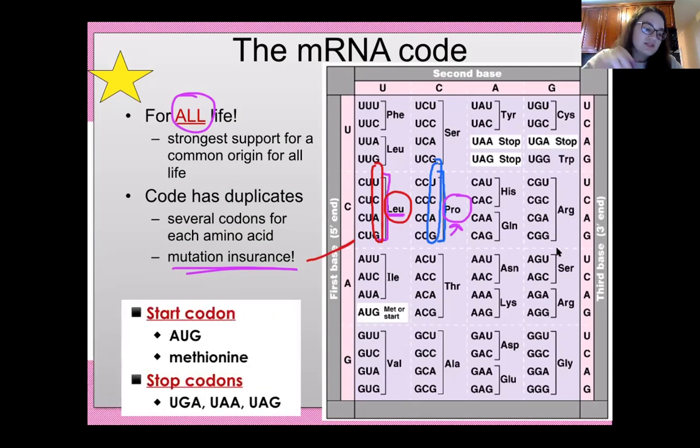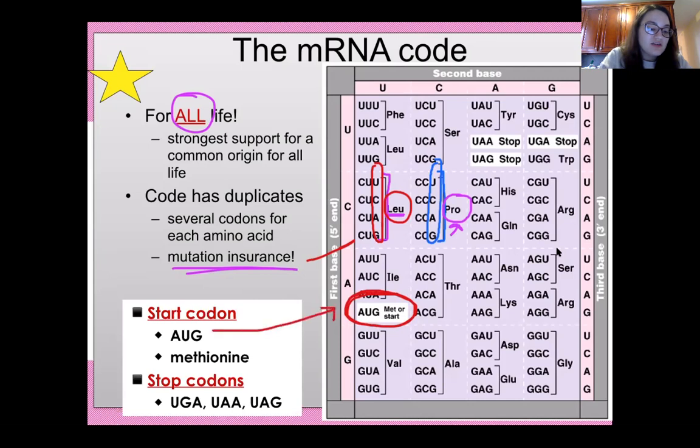Okay. Now, this is something important you need to know. The start codon is AUG. That means that anytime the mechanisms inside your cells see the codon AUG, it knows it needs to start translation. This codes for the amino acid methionine, but anytime you see AUG, that means start transcription and translation.